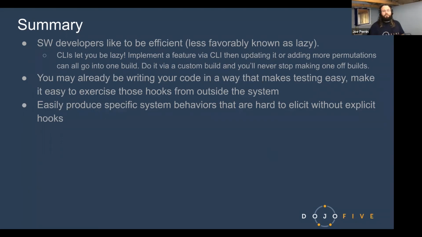And then you can easily produce specific system behaviors that are hard to elicit without explicit hooks in the system, right? So back to, hey, this particular fault needs hardware support to generate, and the hardware's not ready, or we only have one of them and we need to do some other testing. Let's invoke it via software. Is that enough to get us past some of that testing? Because what we're really interested in for some of the testing is not necessarily detecting the fault, but our response to the fault. And having a hook in the command line interface to force those is going to be really useful.